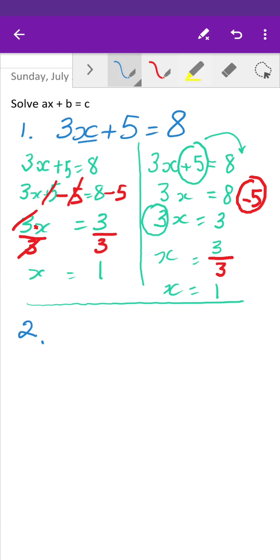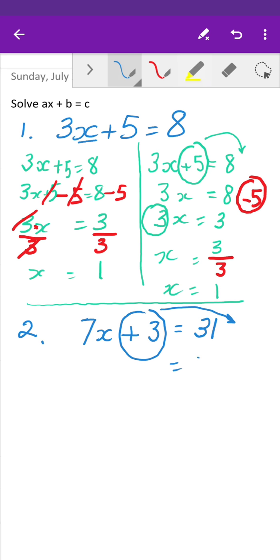So let's write an example for question 2: 7x plus 3 equals 31. So let's use the second method here, the transpose method. I'm going to take the plus 3 across to the other side, and that's going to become a minus 3. So the 7x stays there.